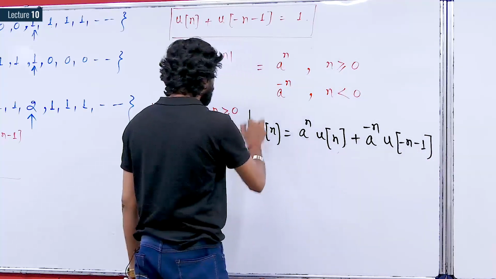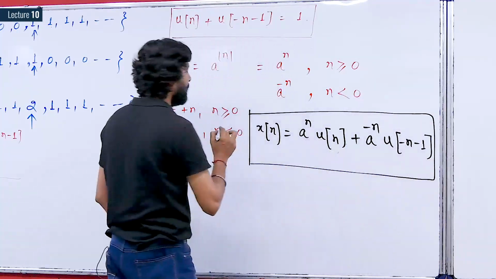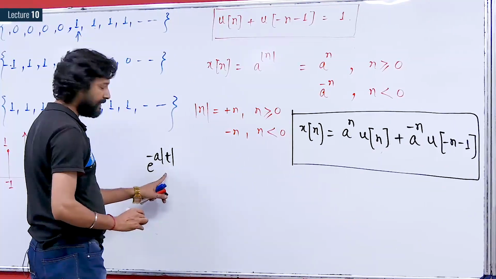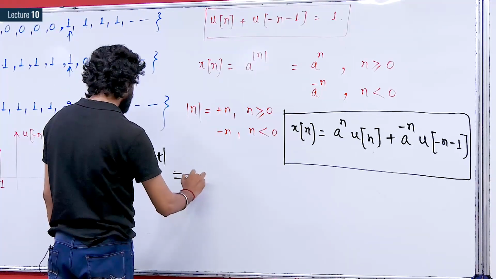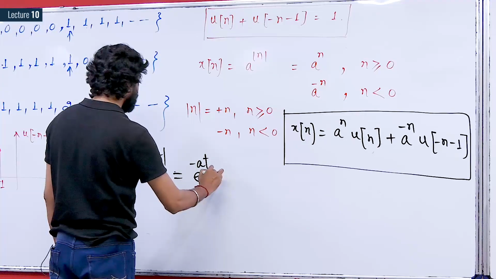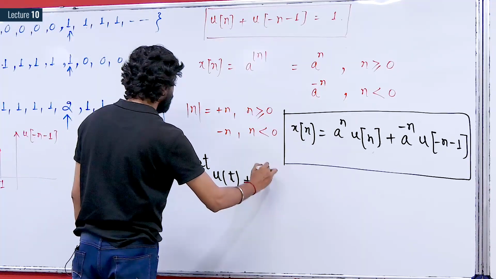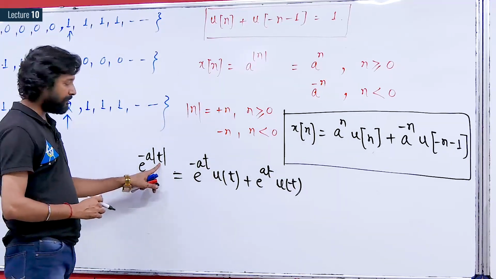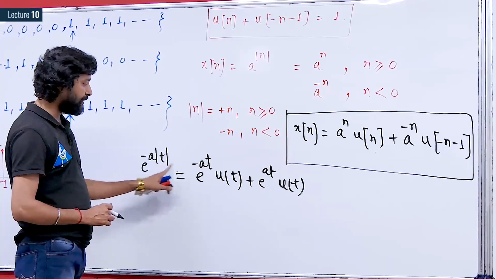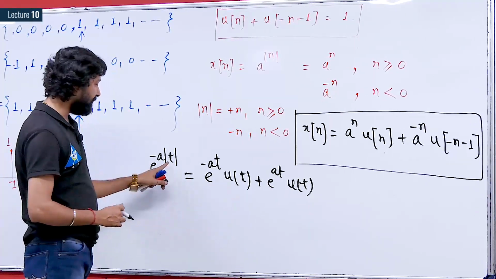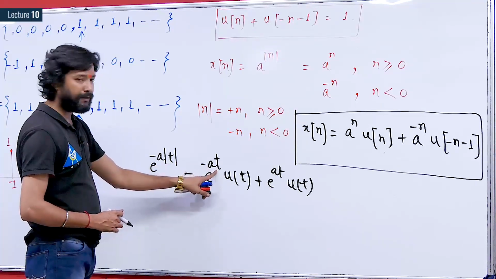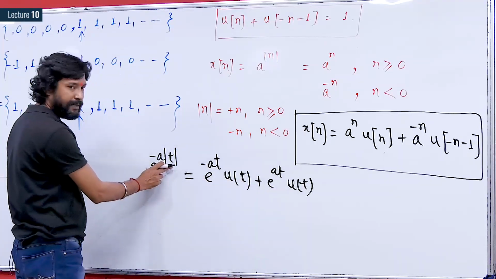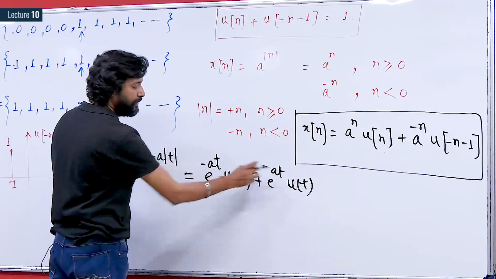So now we can take a to the power mod of n, like if we have taken e to the power minus a mod of t. If you have taken this signal in the case of continuous time, then we have written e to the power minus at u of t plus e to the power at u of minus t. What we have done here is we have taken mod of t equals plus t for t greater than 0. For t greater than 0 we have used u of t and taken plus t, therefore it is e to the power minus at. For t less than 0 we have used u of minus t, and mod of t is minus t, therefore this function is e to the power at.